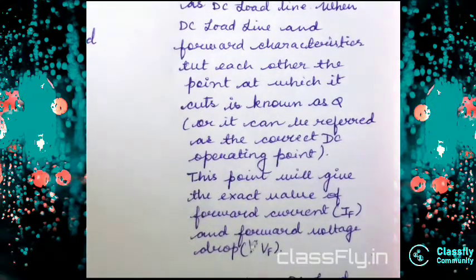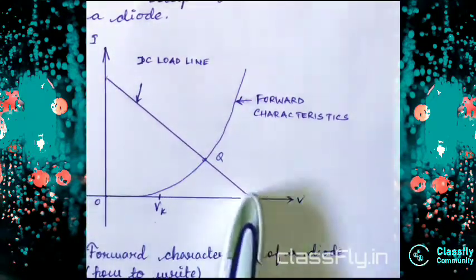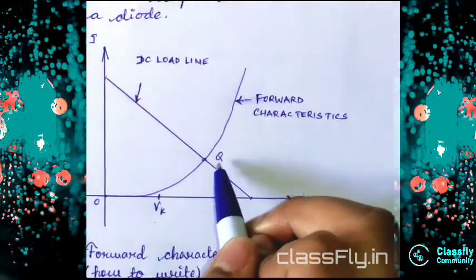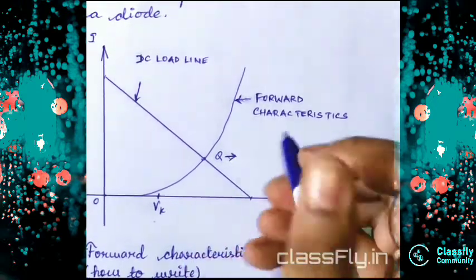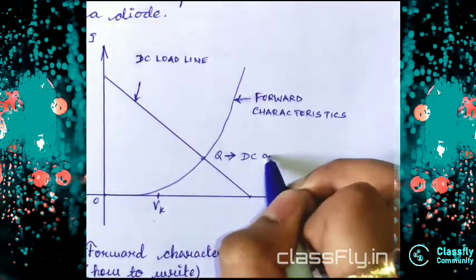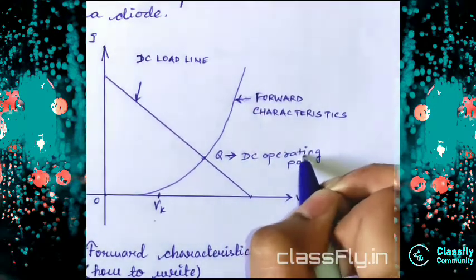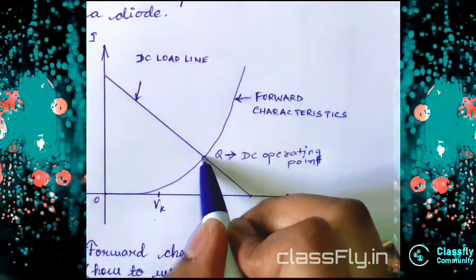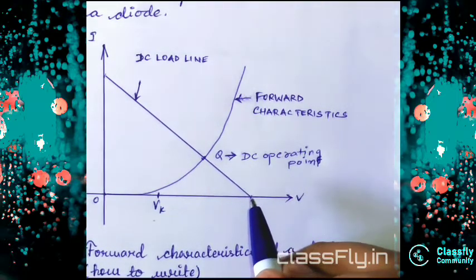Let's see what this point means. This is the graph, right? As it says, when the straight line cuts the forward characteristic, it will cut at a point Q. And this Q can also be referred to as the DC operating point. This point will give us the exact value of the forward current and VF, that is the forward voltage.